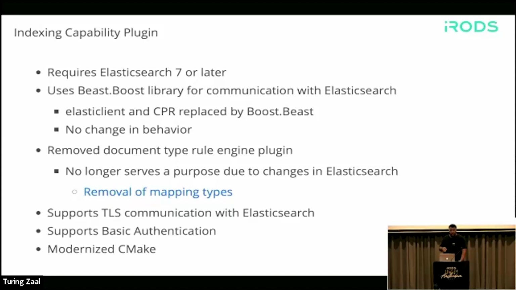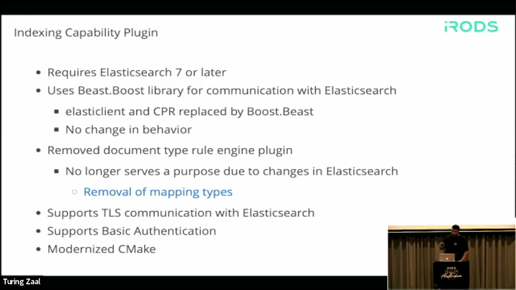There was a situation with the indexing plugin which caused many challenges in our attempt to move towards libstdc++. This was related to the Elastic Client and the CPR libraries. So we've removed those dependencies from the project, and now we just leverage the Boost Beast library. So there are 2 fewer dependencies that we have to think about. There's no change in behavior; it still runs the same.